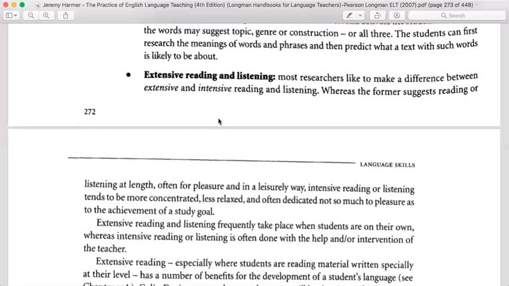What can be the sources for extensive reading and listening? I've already told you that those can be movies. You can recommend movies, songs, and dramas. These listening activities can be done through videotapes and audio ones as well.